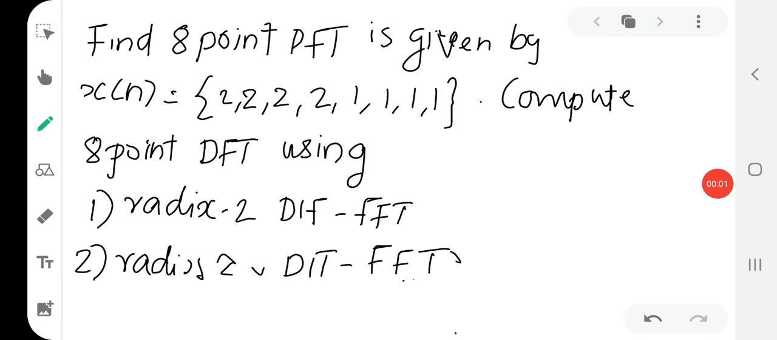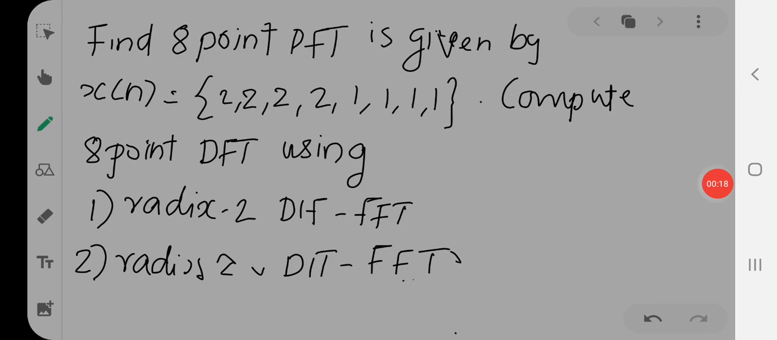Here I am going to discuss how to find the 8-point DFT by using DIF FFT and DIT FFT. We will see each step of how we find the 8-point DFT of each signal. Next, for the first step, we have to find the bit reversal form of the given signal.